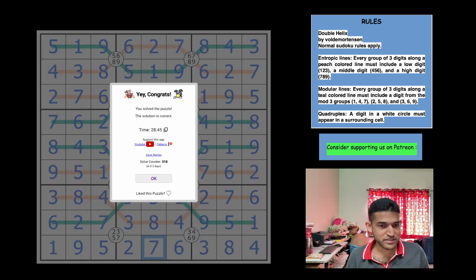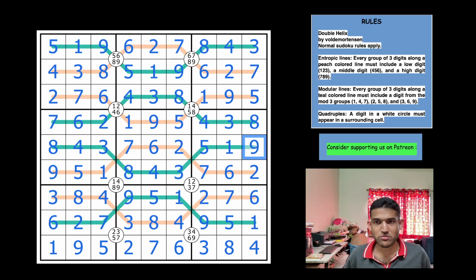And with that, we have completed this wonderful grid by Voldemortensen, a perfect example of how a grid can both be aesthetically pleasing as well as having a wonderful solve.